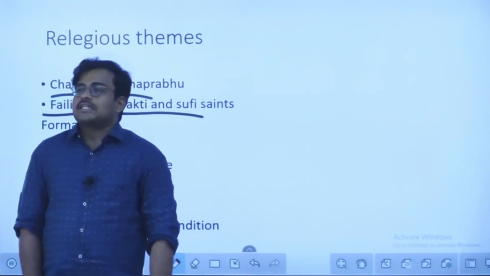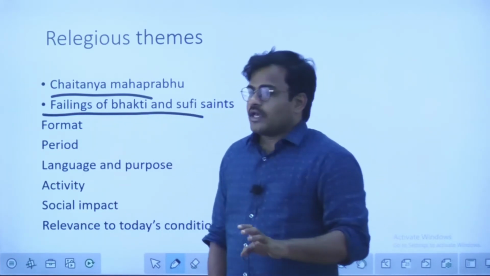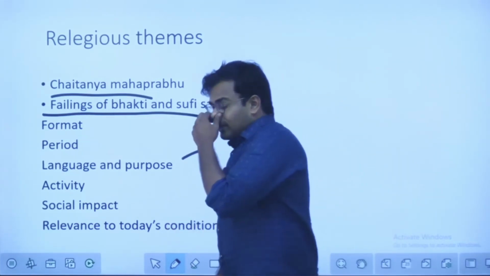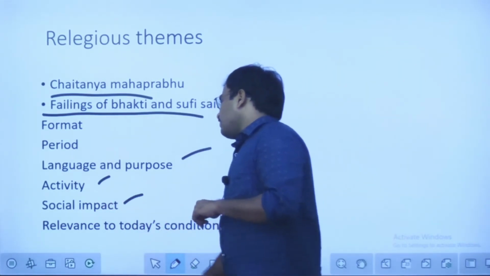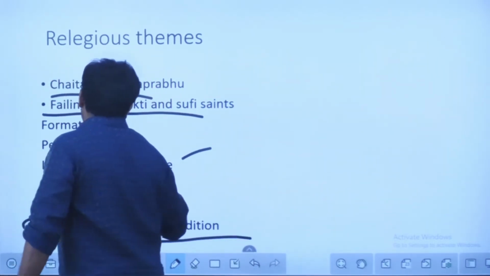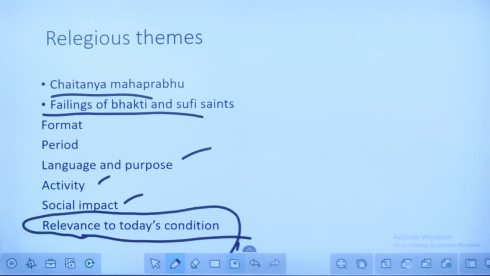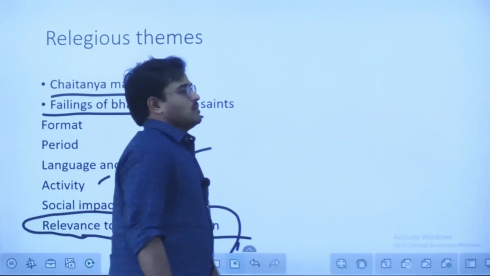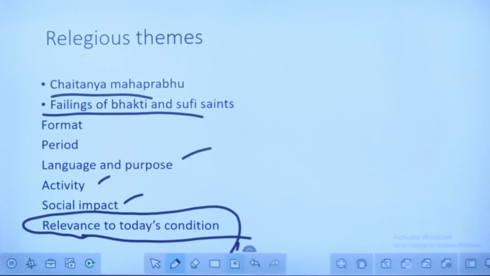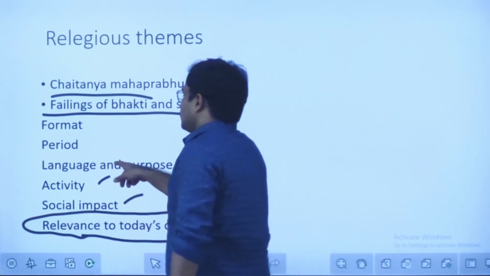That's the reason why here also you need to have this kind of technique when you write: the period, language, who was the chief deity, what purpose was there for this Bhakti movement activity, its social impact and the relevance to today's condition. In these kinds of questions, if you write the relevance to today's condition in the conclusion, it will be very, very good. Relevance to today's condition, particularly Bhakti and Sufi influence: peace, intercommunal harmony, and these kinds of things you can write. Social impact, activity, language and purpose, and period.